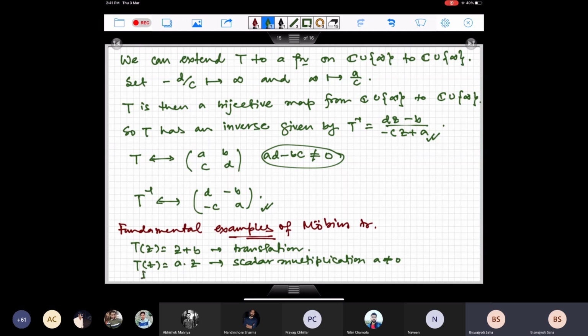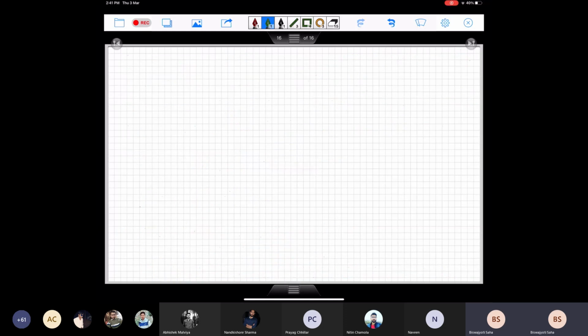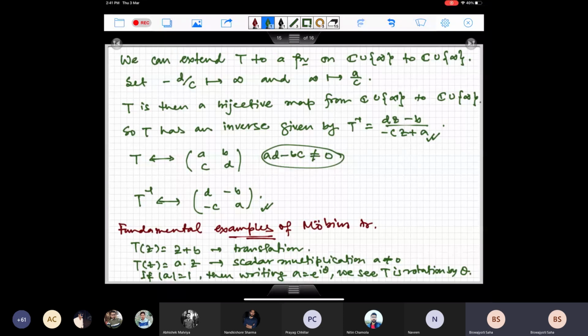Okay, so if A is of modulus 1, then writing A equal to e power i theta, we see T is rotation by an angle theta. So these are the first two, and the last one is the following one, T of Z equal to 1 over Z. This is an inversion. Okay, so these are the fundamental examples of Mobius transformations.